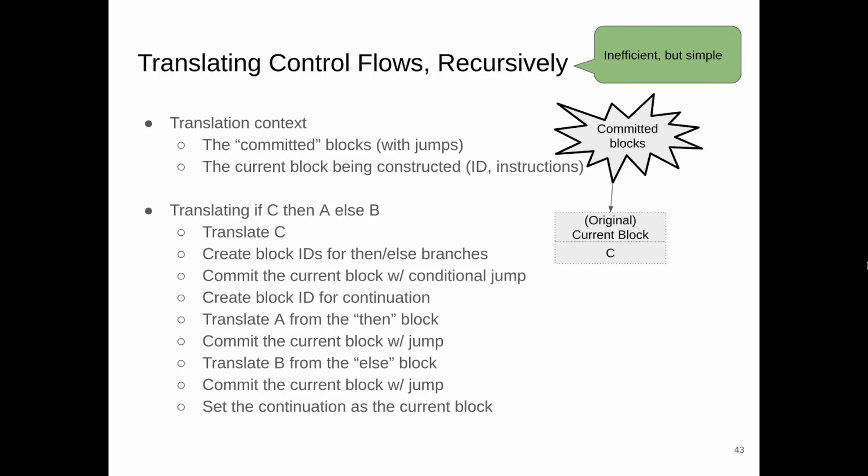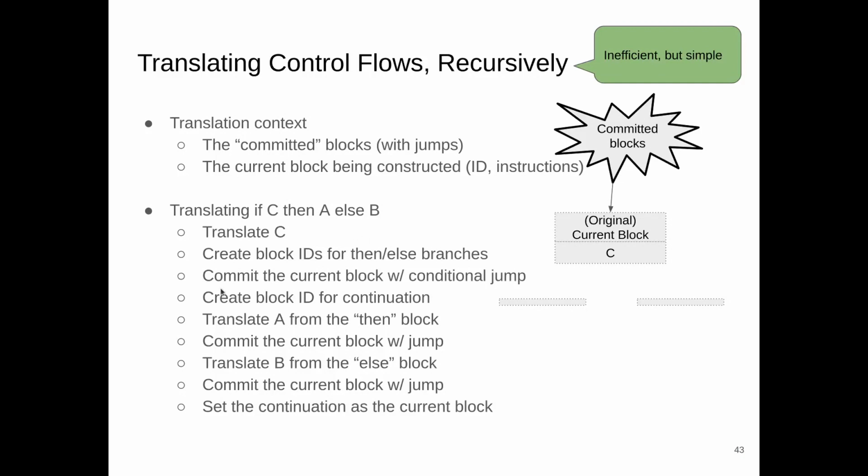And now you're going to create blocks and block IDs for the branches, the then and else branches, because you're going to jump to the next block depending on the value of C. And in the next blocks, you're going to execute either A or B. And you need to translate this A and B into the new blocks. So that's the reason why you need to create new blocks with new block IDs.